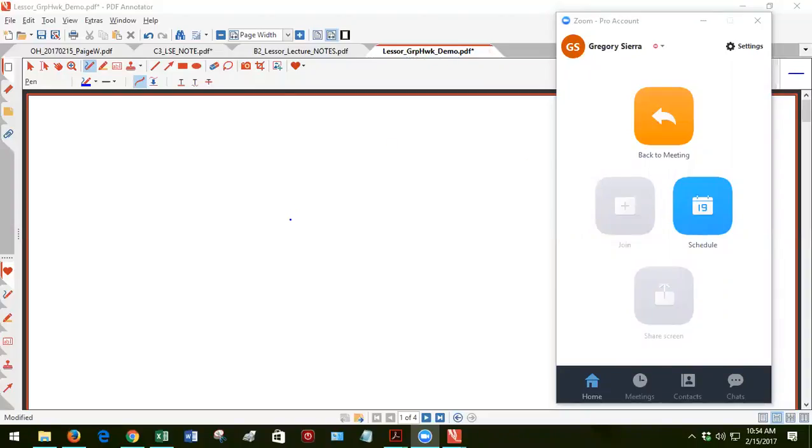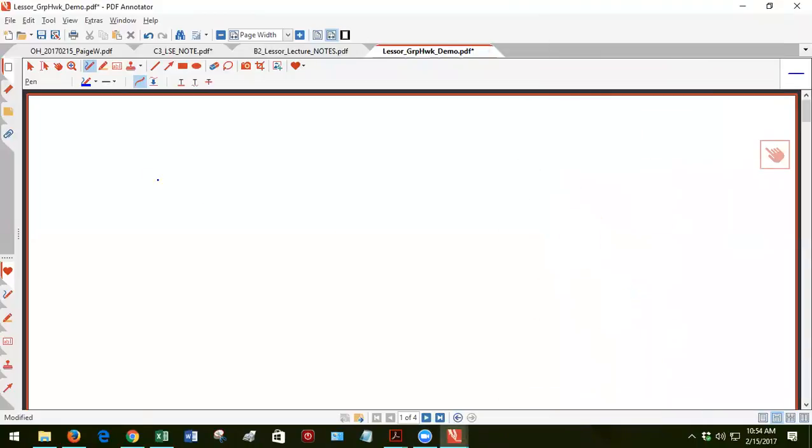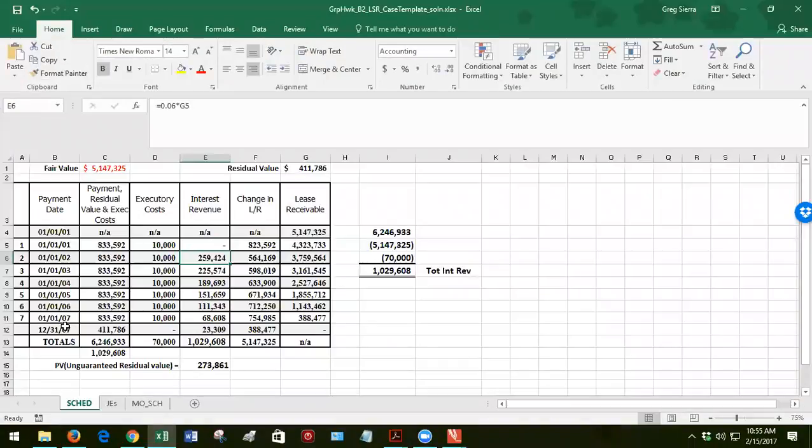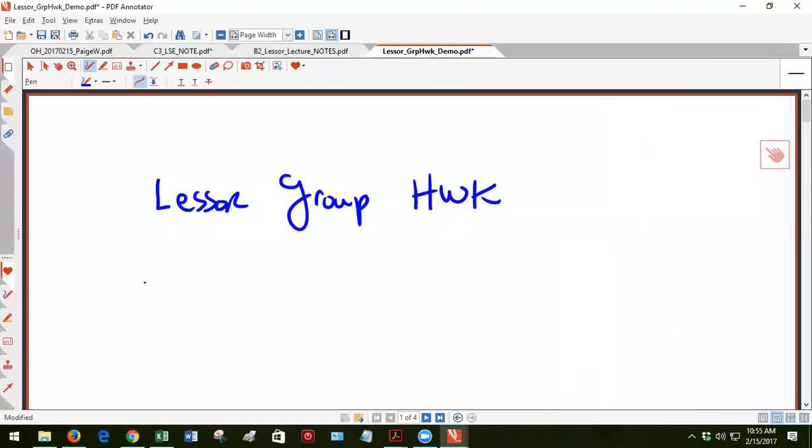Okay, this is Greg Sierra, and what I'm going to do here is go over the lessor group homework. From the lessor group homework, the fair value of the item equals 5,147,325.